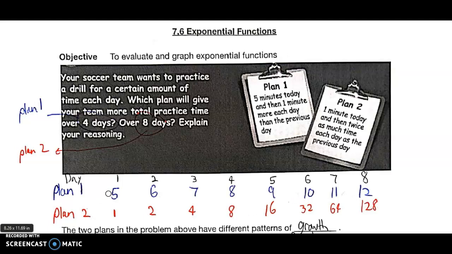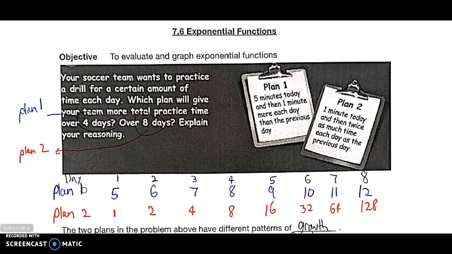So if I'm trying to compare the first 4 days, it looks like on the fourth day, they both have an 8 minute practice, but over the first 4 days combined, it looks like plan 1 beats plan 2, with every day before that being just a little bit longer. If I'm trying to look at that pattern over all 8 days though, it looks like plan 2 now wins. Obviously towards the back half of that practice schedule, these practices start to get a lot longer under plan 2 than they were in plan 1. And that's going to be a pretty consistent pattern that we're seeing in this section.